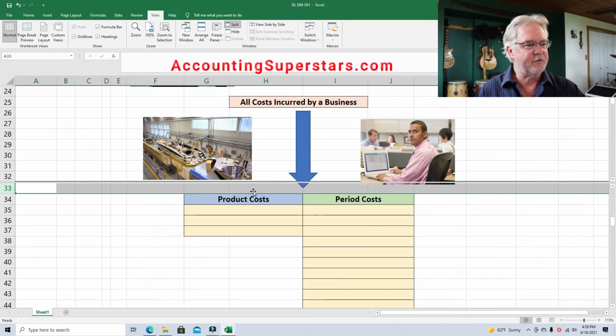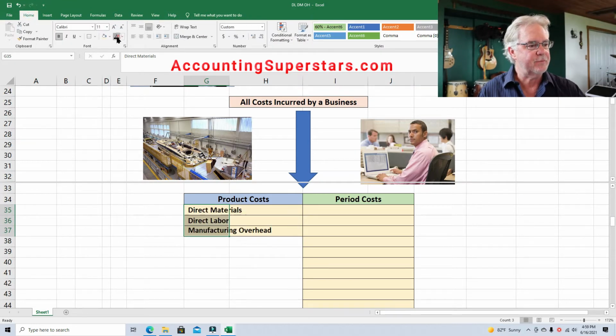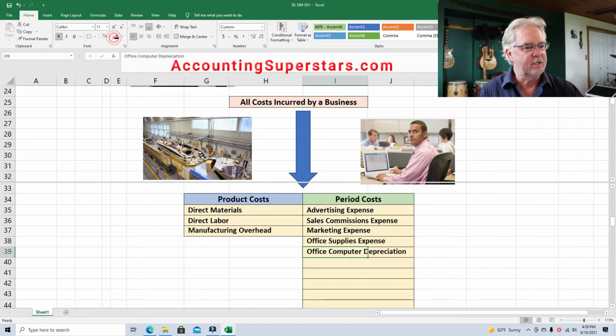So here's what's going on here, folks. Product costs, there's three of them, only three: direct materials, direct labor, and manufacturing overhead. We'll get into detail on this in a little bit. Period costs are office related. Look at this: advertising expense, sales commission expense, marketing expense, office supplies expense, office computer. Do you see the pattern here? It all has to do with the office, not about building sailboats. Product costs are about actually building sailboats. Period costs are about the office.